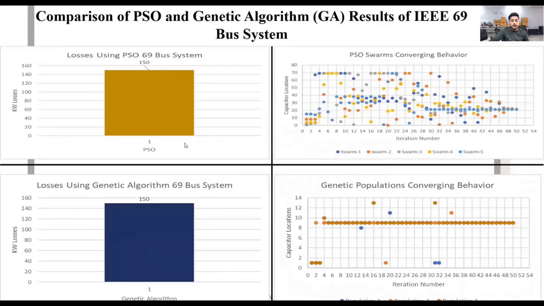This is the comparison between PSO and the genetic algorithm. Here you can see that we got the same results, but the genetic algorithm is even faster. It converges faster than the PSO algorithm. So we cannot rely on only one algorithm. We have to try different algorithms.